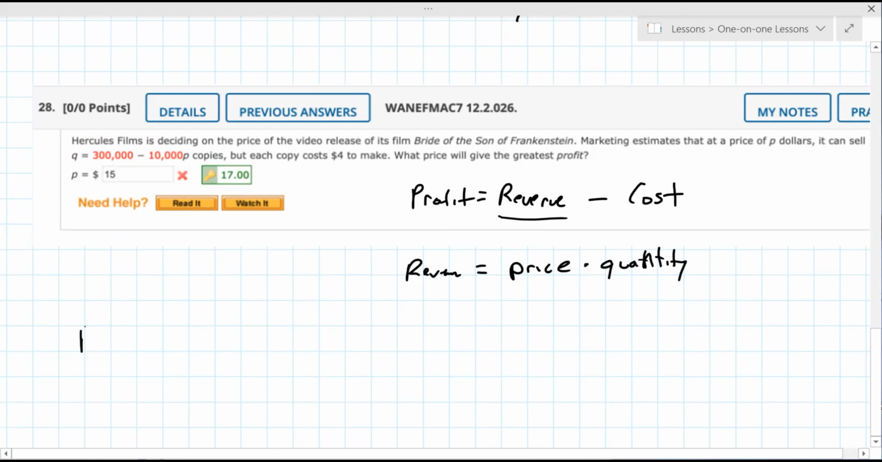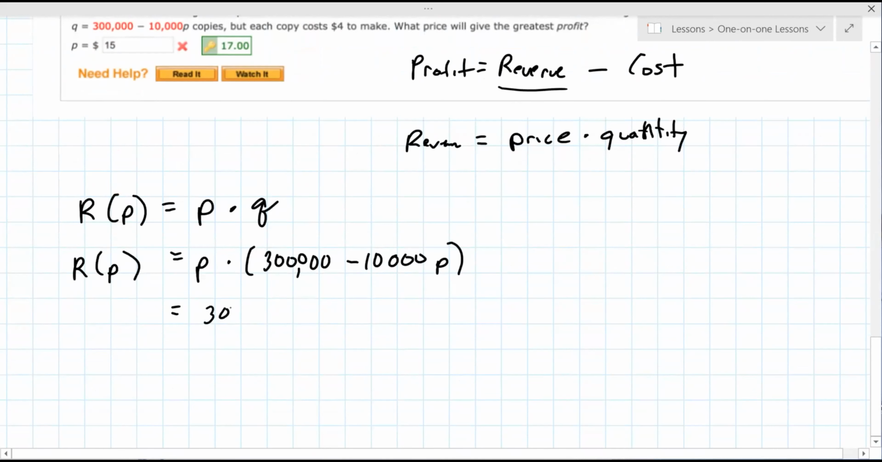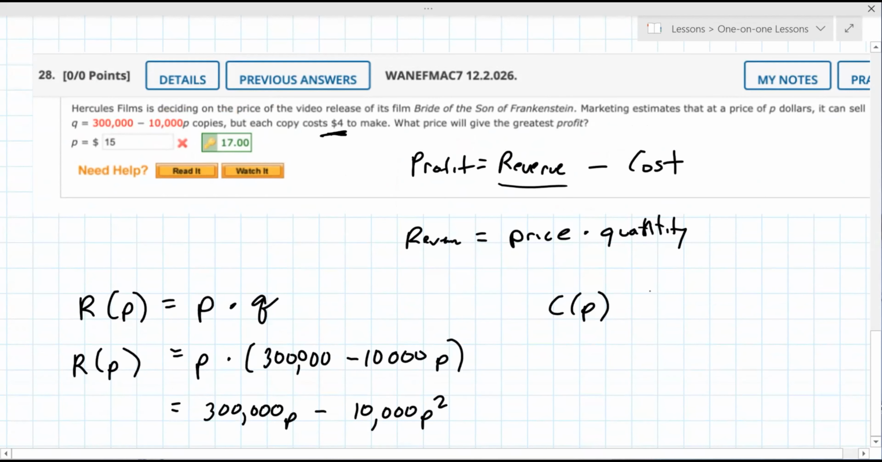Okay, so your revenue function, your revenue as a function of P is price, which is P, so it's almost always P, times quantity, which is, let me actually write it out here, it's times Q. P is P, and Q is the 300,000 minus 10,000 P. So that's your revenue function. And then we'll just simplify by distributing, so it's 300,000 P minus 10,000 P squared. Your cost function, that's the one you have to figure out. They tell you it costs $4 to make, so that's 4 times P.